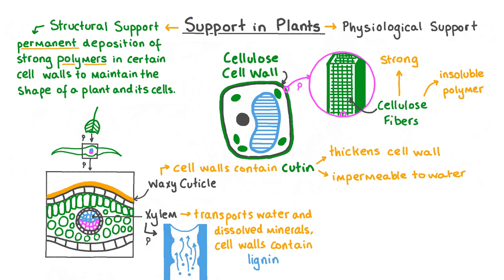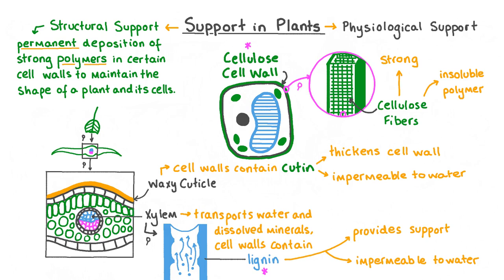The cell walls of xylem vessels contain a polymer called lignin. Lignin is a really strong polymer, and it provides additional support to the xylem by making its vessels more rigid and helping them to remain upright to form a continuous column of water. Lignin is impermeable to water, which is really helpful in the xylem as it reduces the chances of water leaking out of the vessels, increasing the efficiency of water transport. Lignin and cellulose can also be incorporated into the cell walls in various other parts of the plant.